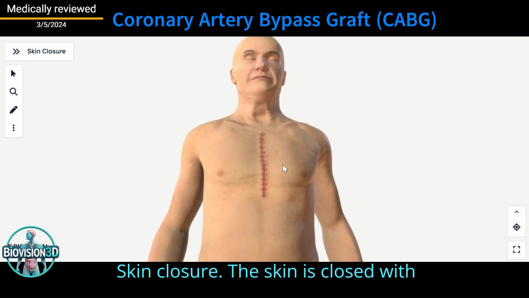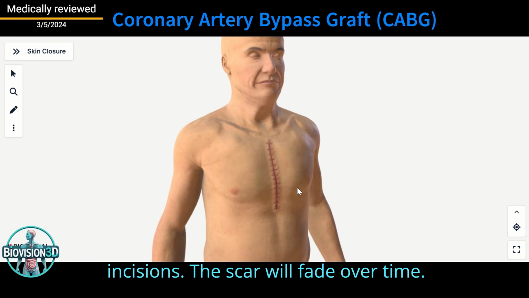Skin closure. The skin is closed with incisions. The scar will fade over time.